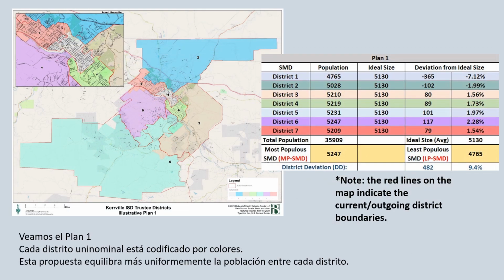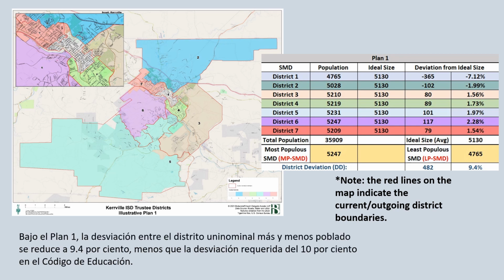Let's look at Plan 1. Each single-member district is color-coded. This proposal more evenly balances the population between each district. Under Plan 1, the deviation between the most and least populous single-member district is reduced to 9.4%, less than the required 10% deviation in the Education Code.